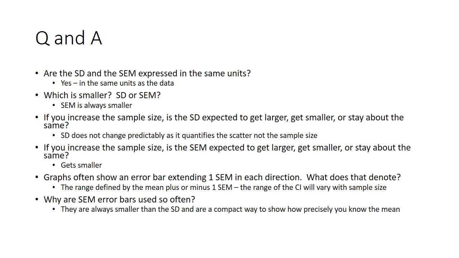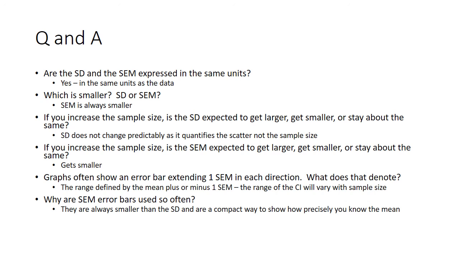If you increase sample size, is the SD expected to get larger, smaller, or stay about the same? You're typically going to see that SD does not change predictably, as it is quantifying the scatter around that average. While you do factor in the sample size, it's not really as strongly affected by that. It all depends on what the scatter is of the actual sample that you're looking at. If you increase sample size, is the SEM expected to get larger, smaller, or stay about the same? In this case, it would always get smaller. Okay.